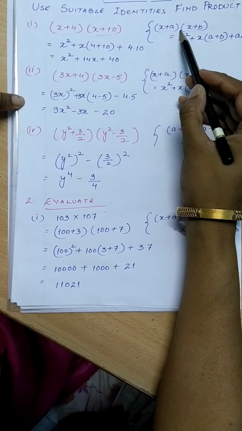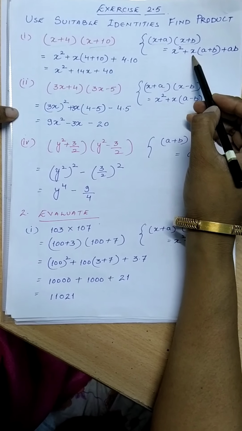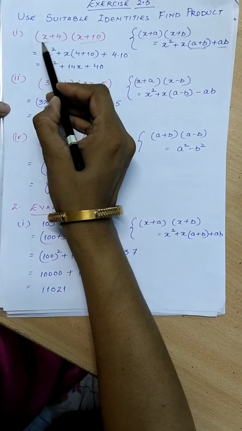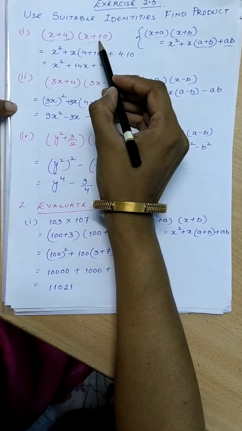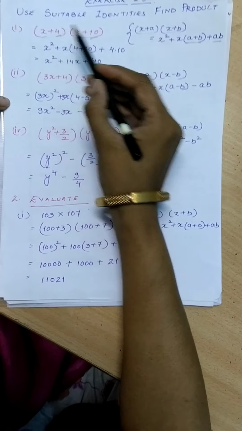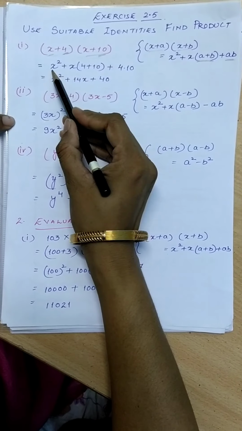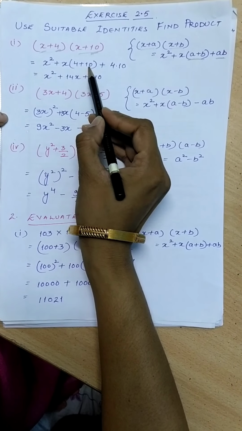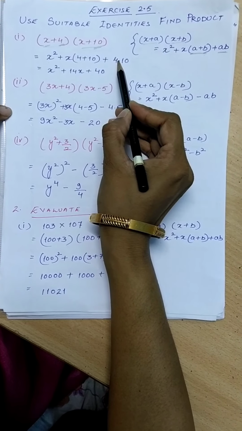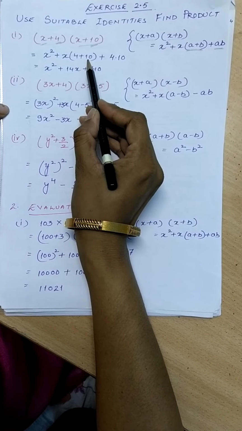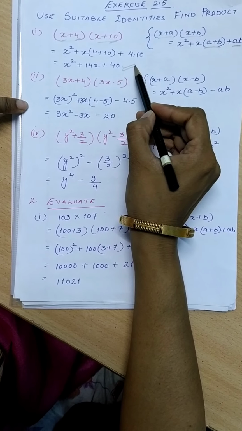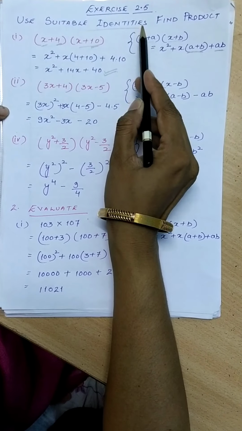x plus a and x plus b will give us x square plus x in bracket a plus b plus a into b. So what is x here? x only. And what is a? 4. And what is b? 10. So in place of x we'll put x, in place of a we'll put 4, in place of b we'll put 10. So x square plus x, a plus b means 4 plus 10, and a into b is 4 into 10. This point means multiplication. So x square plus 4 plus 10 is 14, 14x, and 4 into 10 is 40. So this is the product by using suitable identities.